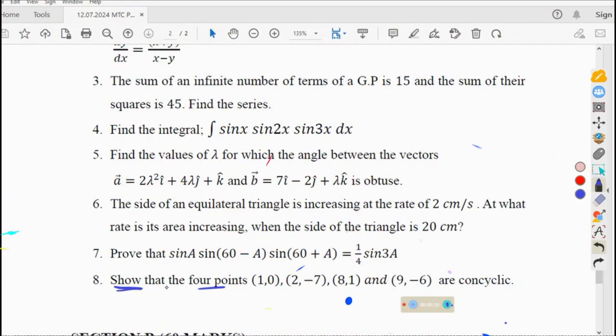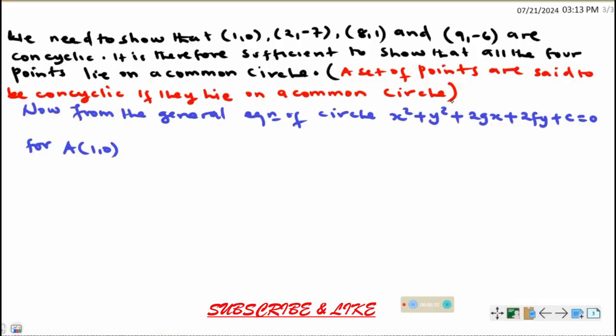Question number 8 says, show that the 4 points (1, 0), (2, negative 7), (8, 1), and (9, negative 6) are concyclic. In order to show that these 4 points are concyclic, it is sufficient to show that these 4 points lie on a common circle. Our interest will be to show that all these 4 points lie on a common circle.